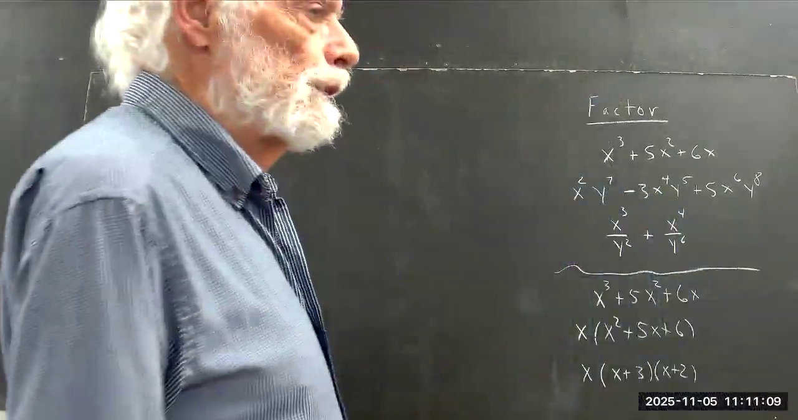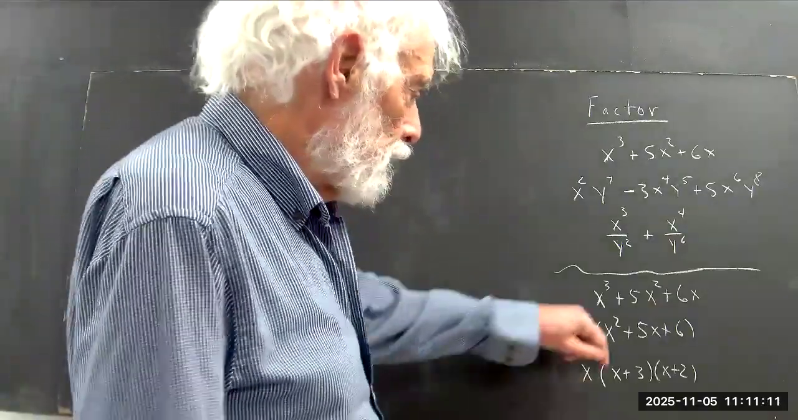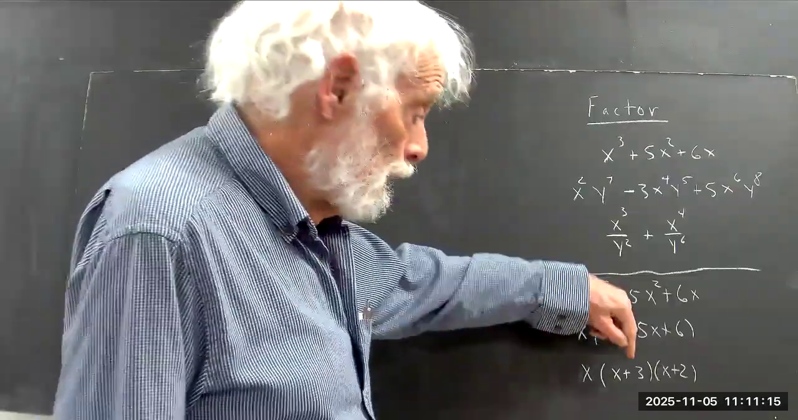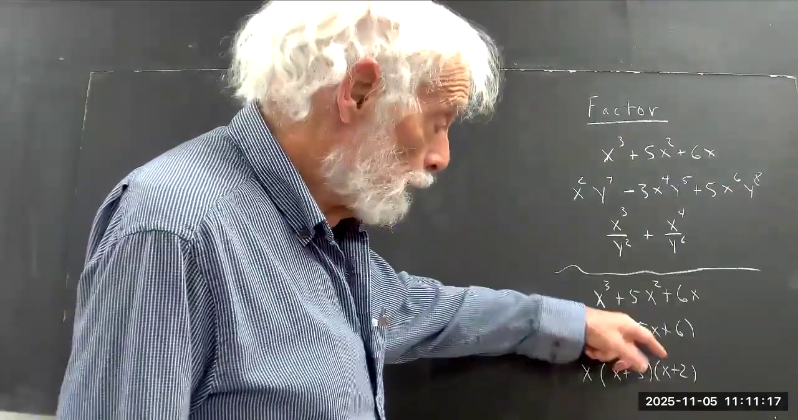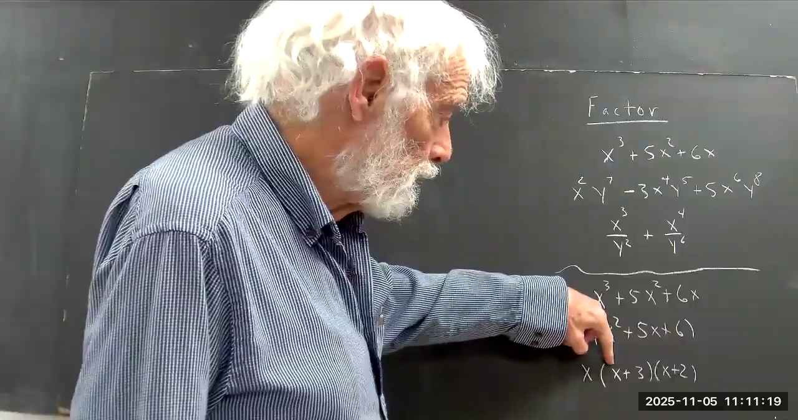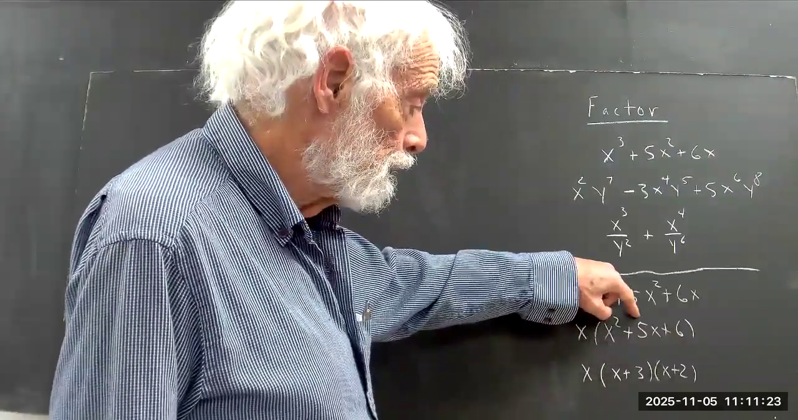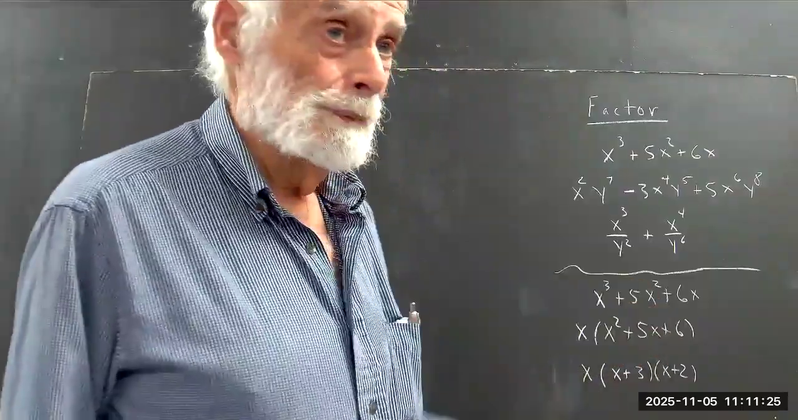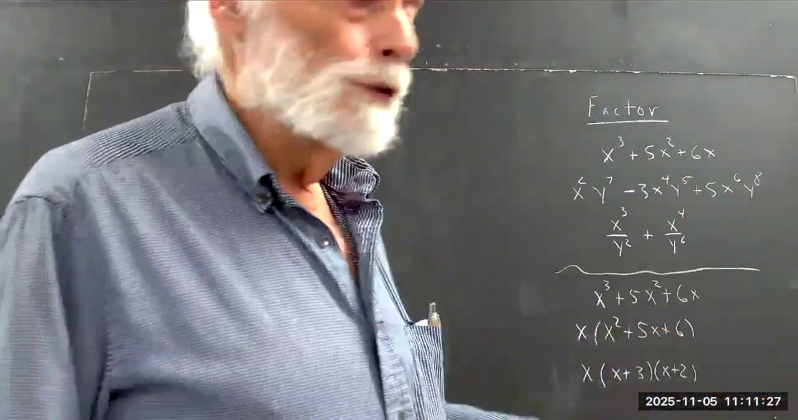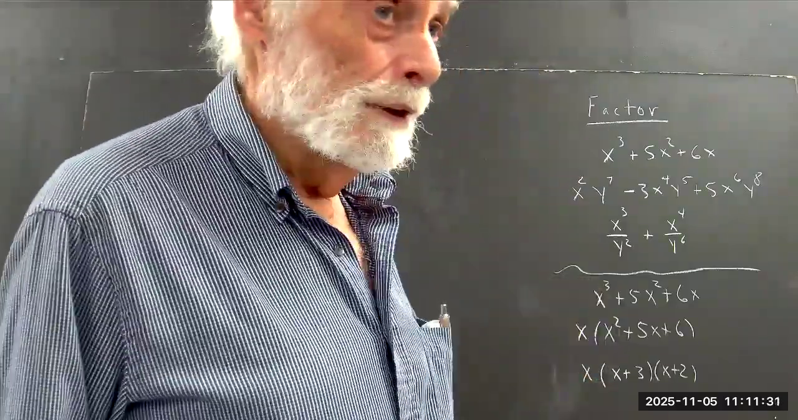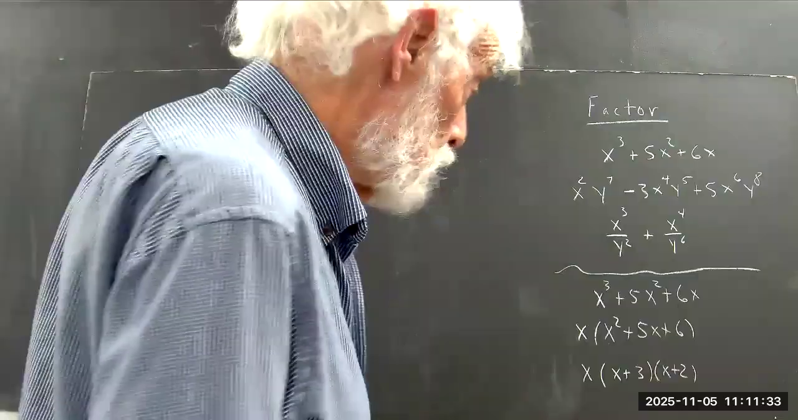If you use the distributive law, you see that x times x gives you x squared. Then 3 times x gives you 3x, and 2 times this x gives you 2 more x. 3x and 2x gives you 5x, and 3 times 2 is 6. If you can't see that just looking at it, it's okay. We're going to practice with that sort of thing a little later.